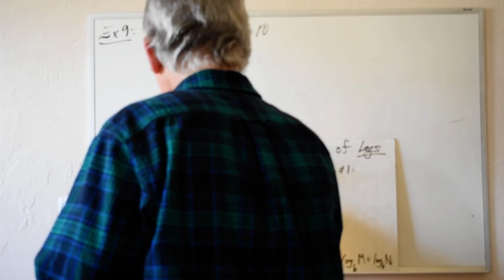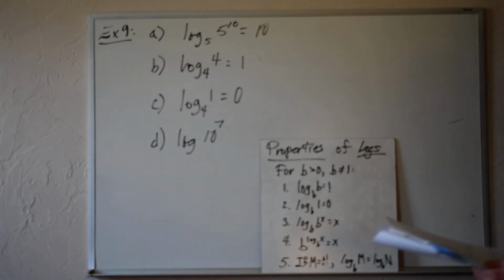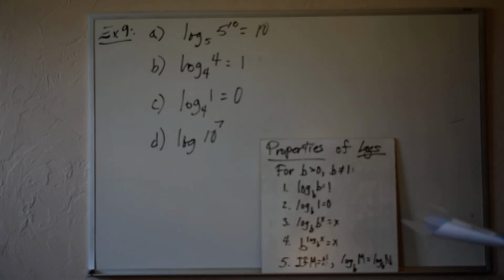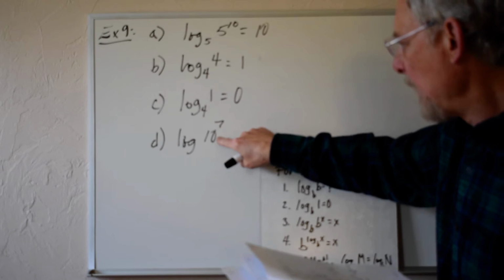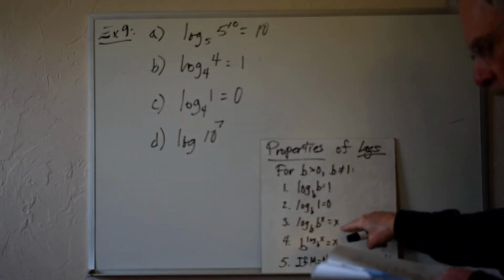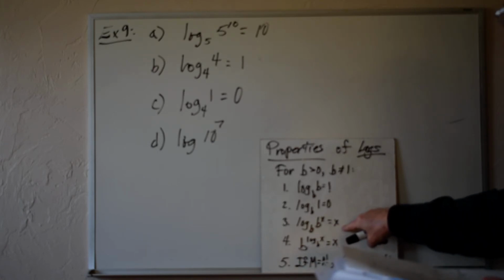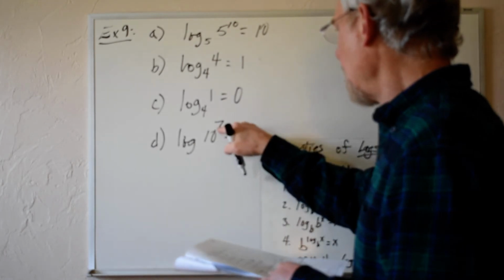Log of 10 to the 7th. It's a common log, so this base 10 is the same as the base of the log. So it's one of these. It's property 3. Therefore, I know this just equals that exponent 7.